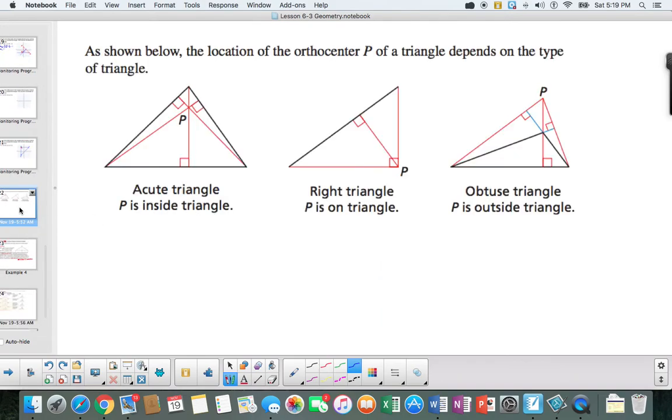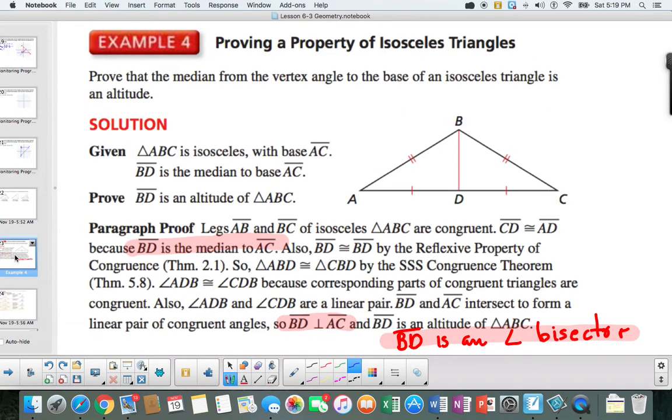So in summary, the orthocenter can occur inside the triangle, it can occur on the triangle, and it can occur outside the triangle. One more thing to cover in this lesson, and that's the property of isosceles triangles. Isosceles triangles are quite fascinating. They have a lot of properties.